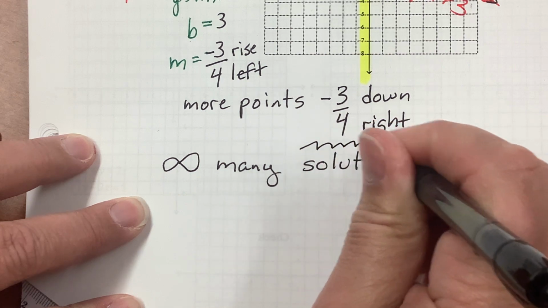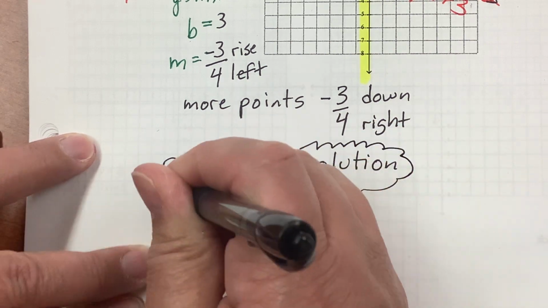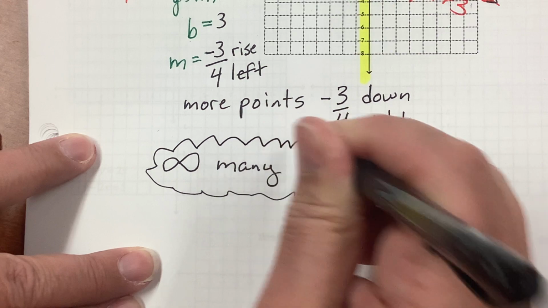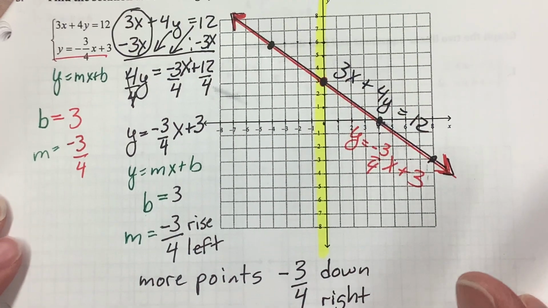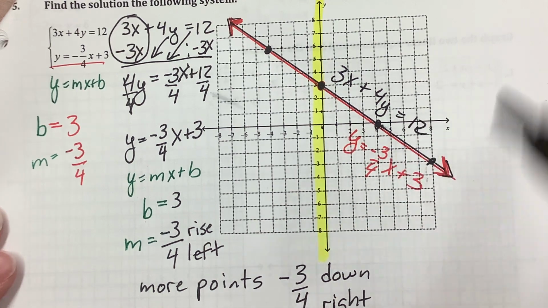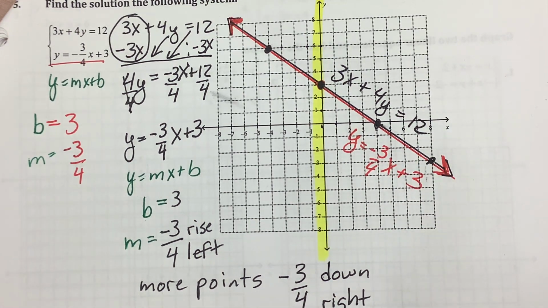That's getting a puffy cloud of happiness, which we haven't had in a while. We need a puffy cloud of happiness. Yeah, so every single point on this line is a solution to both of these equations. Hey, that's pretty cool, huh?